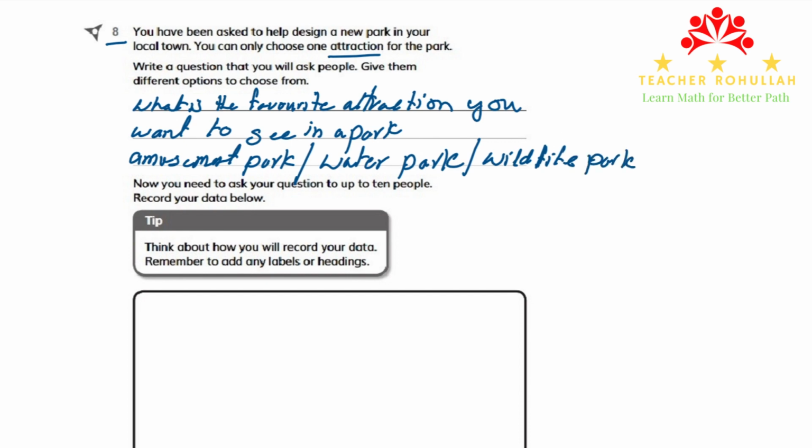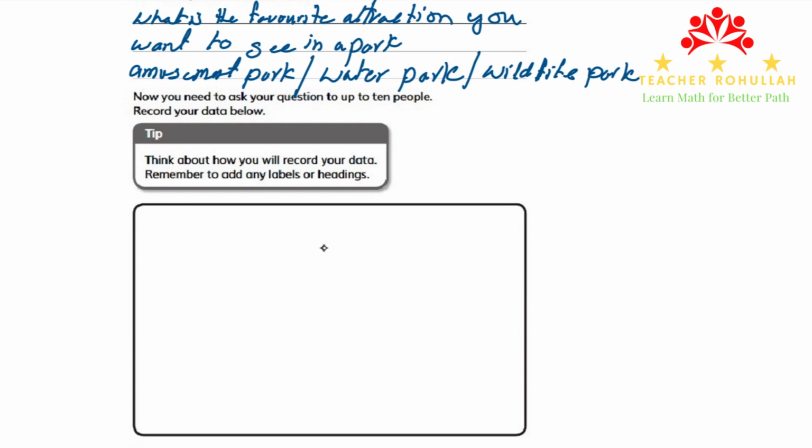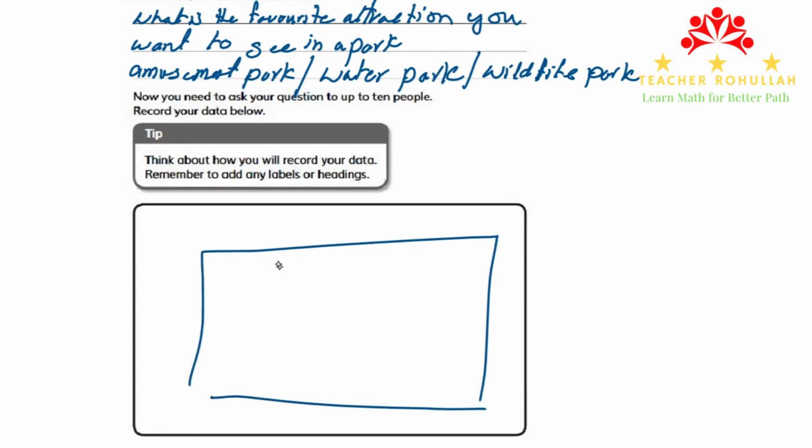Let me write park also here. So these are the questions that I ask them. And to record the data I collect, I will use tally chart and frequency table. To do so, I will draw the table here. This is the table.